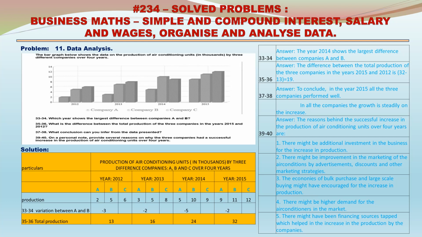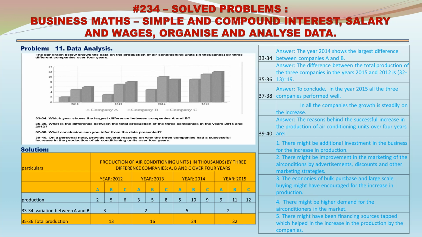What is the difference between the total production of the 3 companies in the years 2015 and 2012? The difference is 32 minus 13, which is equal to 19 units. What conclusion can you infer from the data presented? Answer: to conclude, in the year 2015, all the 3 companies performed well.